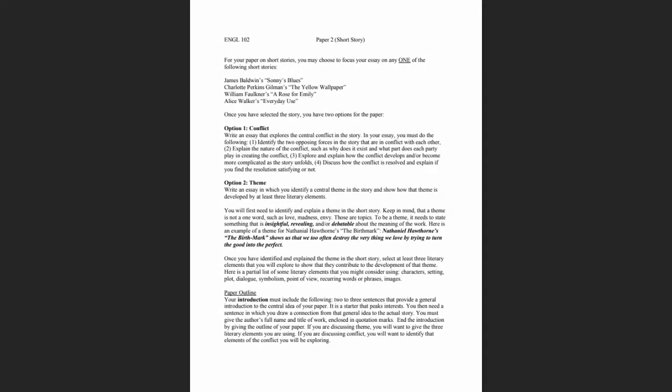So first thing that you need to do is to choose the story on which you are going to work. Then there are 2 options. You can do conflict or you can do theme.